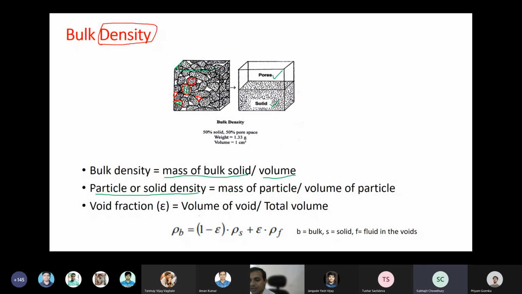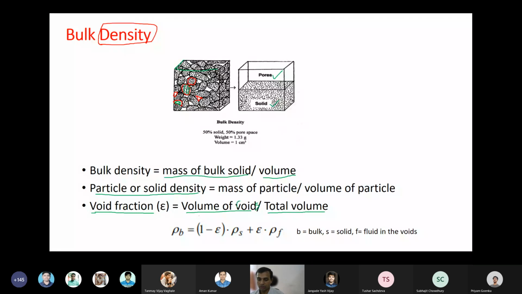The particle density is higher because the mass of the fluid filled in the voids is lower. Definitely, the particle density is higher than the bulk density. Since we have voids in between, the definition of void fraction comes into the picture. The void fraction is nothing but the volume of voids by the total volume.